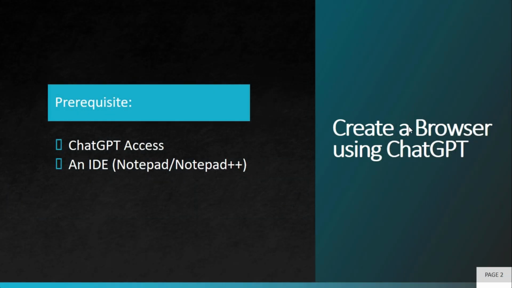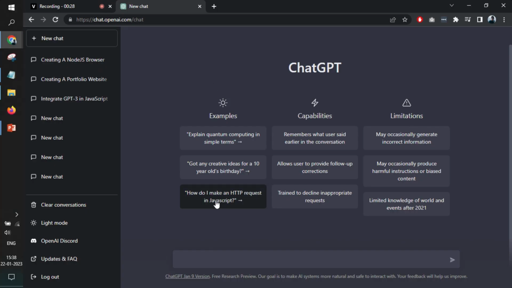In this particular video, we'll be creating a browser using ChatGPT. There are a few prerequisites you need to have: ChatGPT access. For that, you need to visit the ChatGPT portal and log in via Gmail ID, and then you need an IDE to write the code. You can even write the code in Notepad, Notepad++, or any other IDE. So let's jump to ChatGPT.